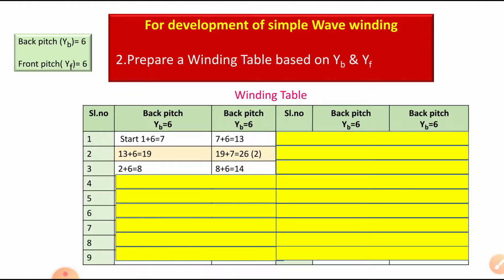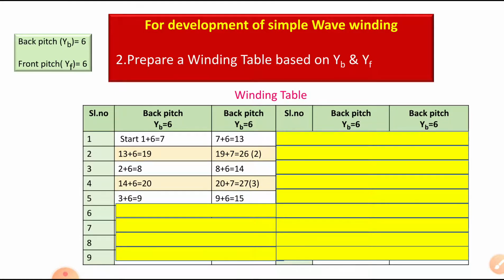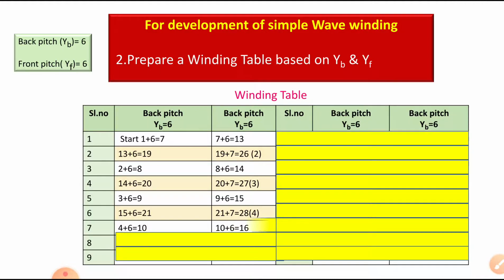Now after completion of this one, 2 plus 6 is 8, 8 plus 6 is 14, 14 plus 6 is 20. Next, here the point 20 plus 7, you have to add the 1 point, that is we are going to the third conductor. 3 plus 6 is 9, and 9 plus 6 is 15, and 15 plus 6 is 21. Here 21 plus 7 is 28, that is the fourth. Now similarly, 4 plus 6 is equal to 10, 10 plus 6 is equal to 16, 16 plus 6 is equal to 22. Now 22 plus 7 is equal to 29. So we can represent it as 29 minus 24 is equal to the fifth.